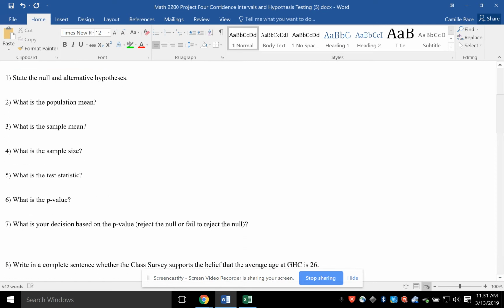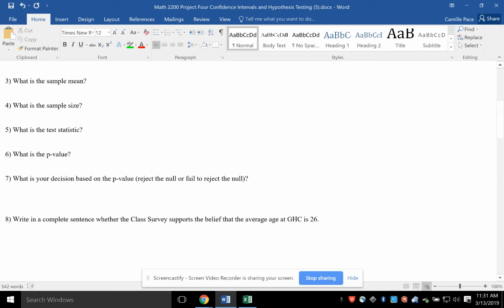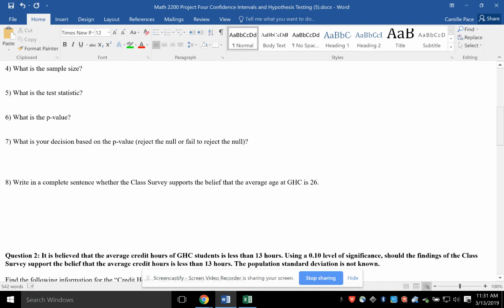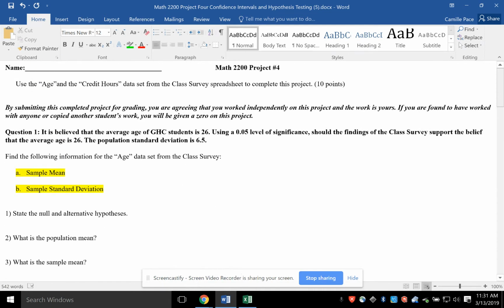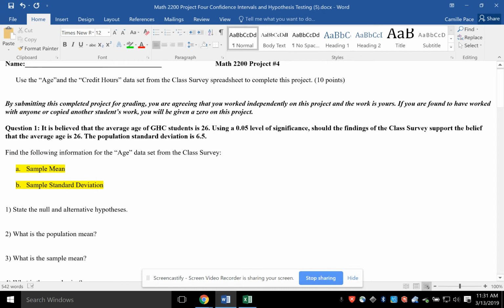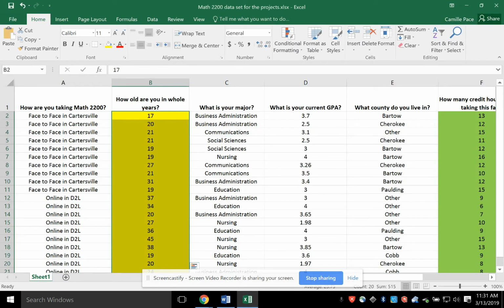Then from there, you're going to compare your p to your level of significance, and you need to tell me, did you reject or fail to reject? And then you need to conclude it in a complete sentence based on if the average age is 26. Remember, this data is the age data, and it's coming from here.